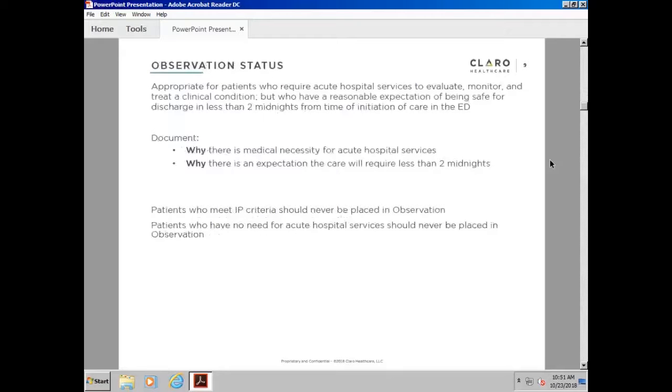Observation status. Even when they go to observation, there is still a set of rules for observation. Inpatients should not go to OBS, and patients who should be treated and sent home shouldn't go to observation either. So we still need the why in those services. Why are we going to admit them, or place them? We don't like to use admit. We're using services, place them in observation. So the why should be there, and the expectation that their stay will be less than 2 midnights should be there too. So all of that should be there for even observation patients.